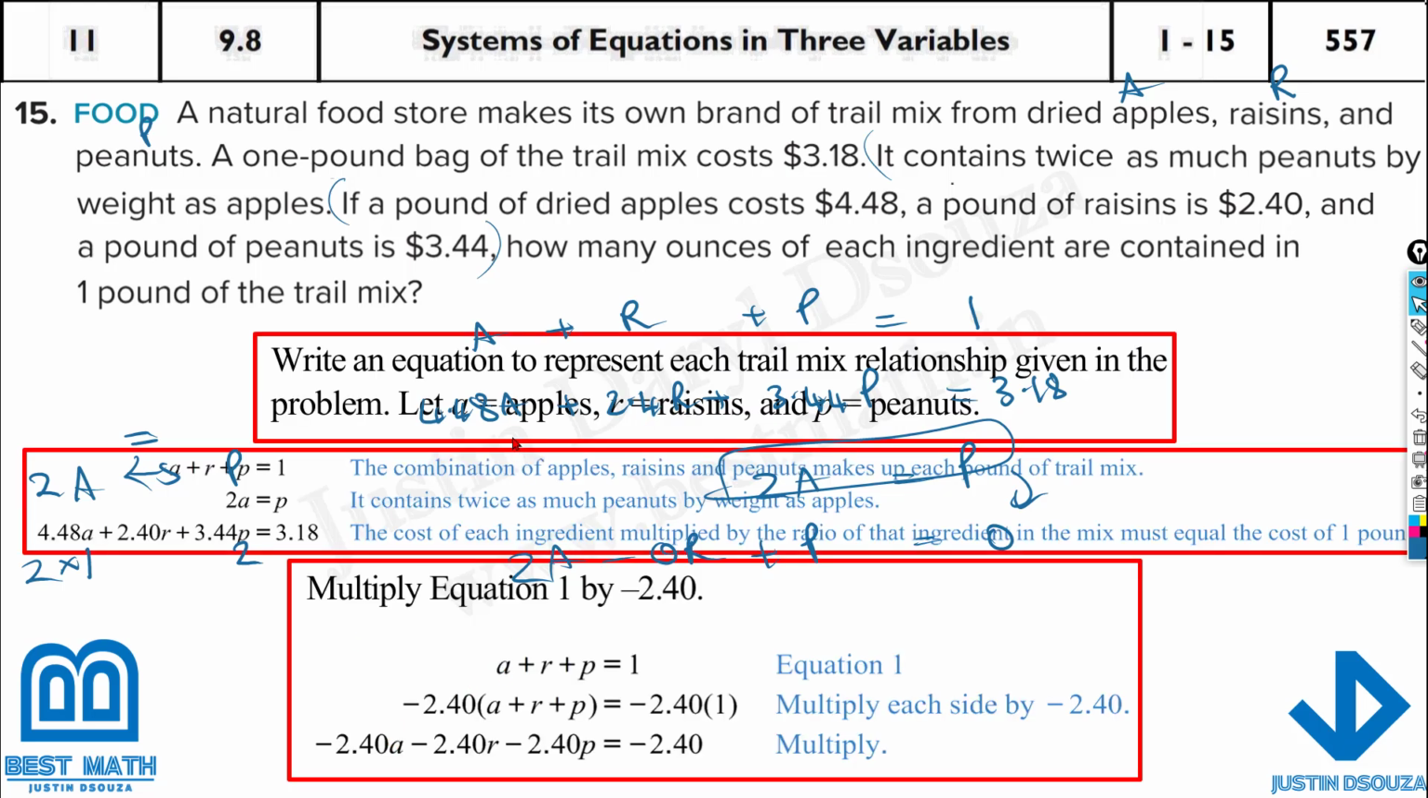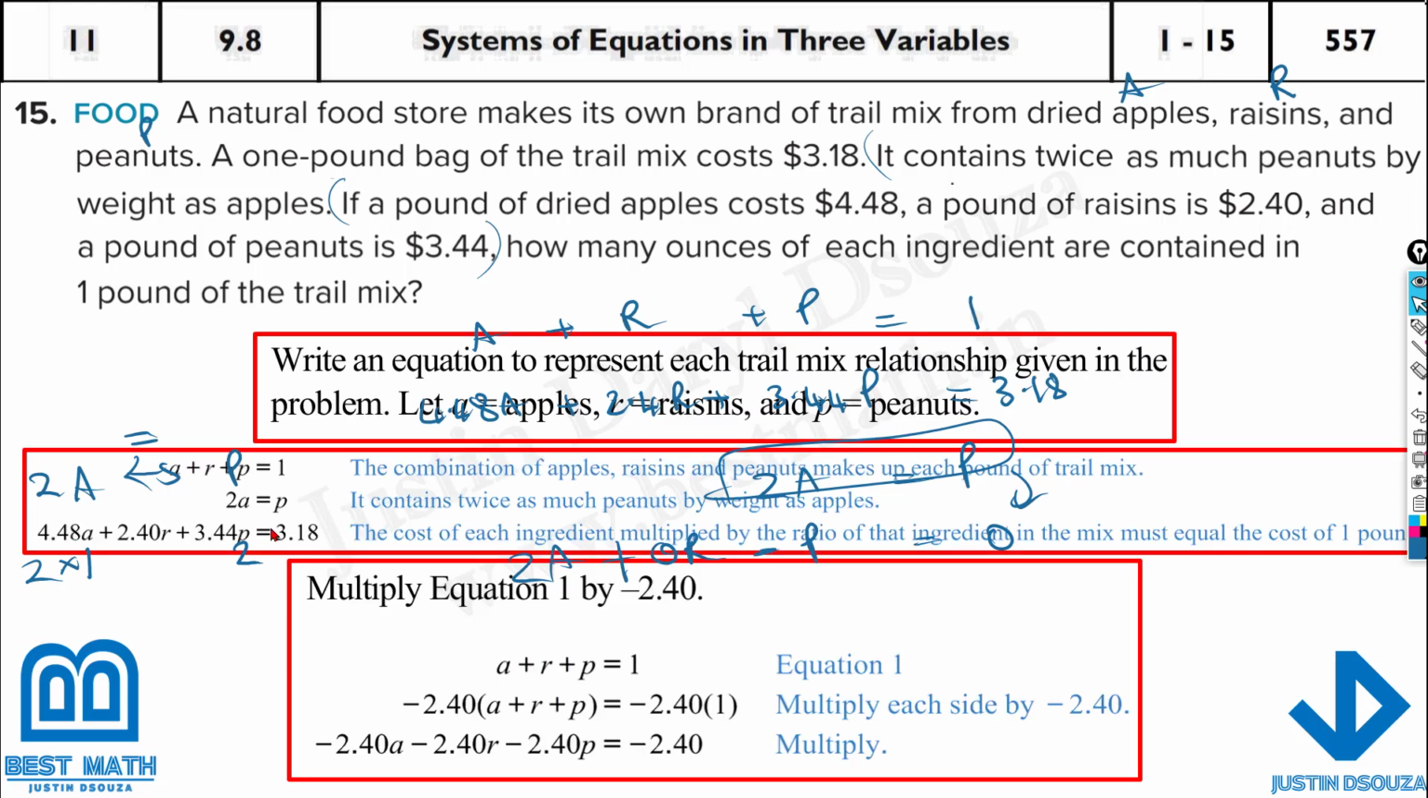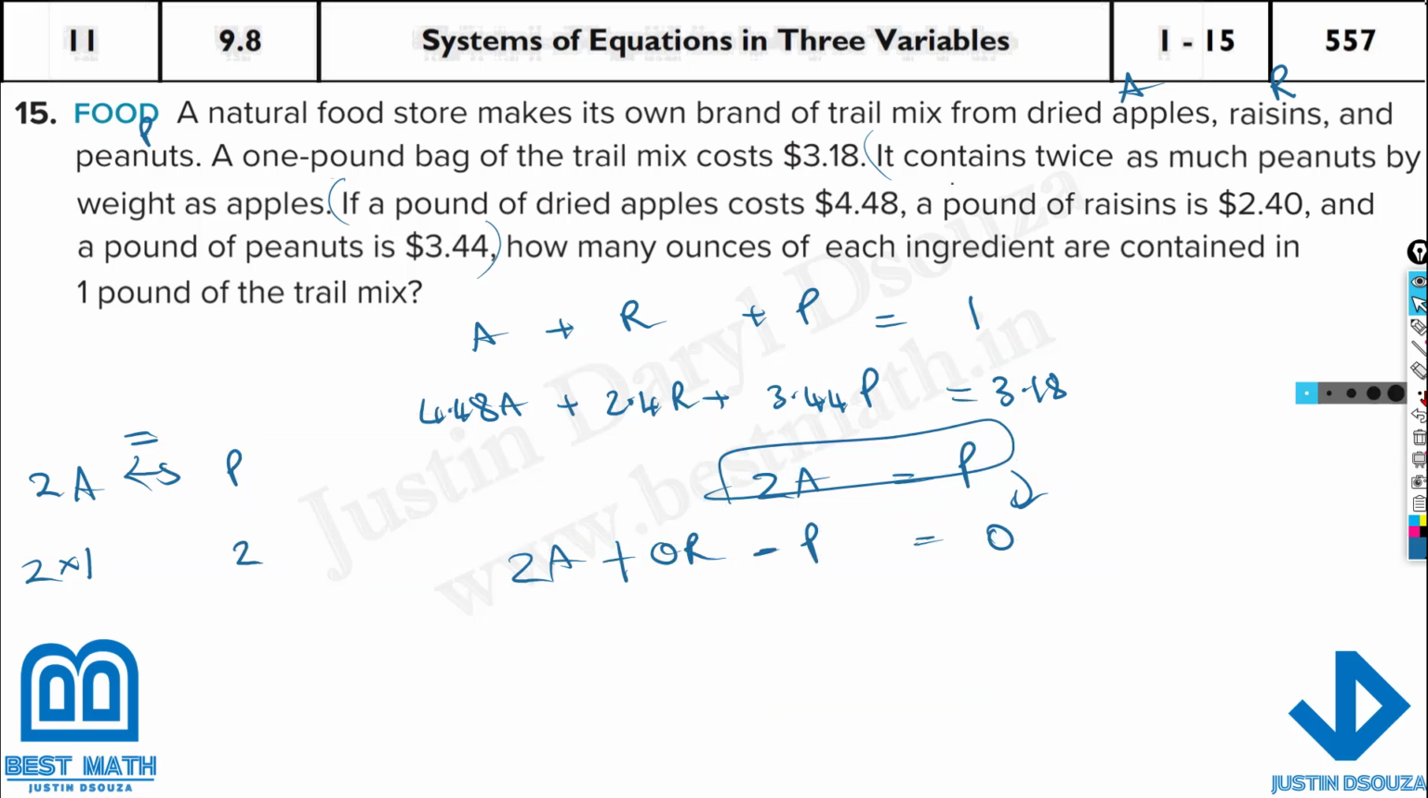You can see the first, apple, raisins, peanuts equals 1. And another equation over here, it's given 2A equals P. You need to actually write it like this if you're putting in the calculator. So it's 2A equals P is, as you can see here, 2A plus 0R, and I've written it wrong here, guys. It's minus P because I'm bringing it inside. It'll be minus P is equal to 0. I'll solve this in the calculator and show you. And lastly, we had the cost, 4.48 and all this, as we have written. So let me solve this up.